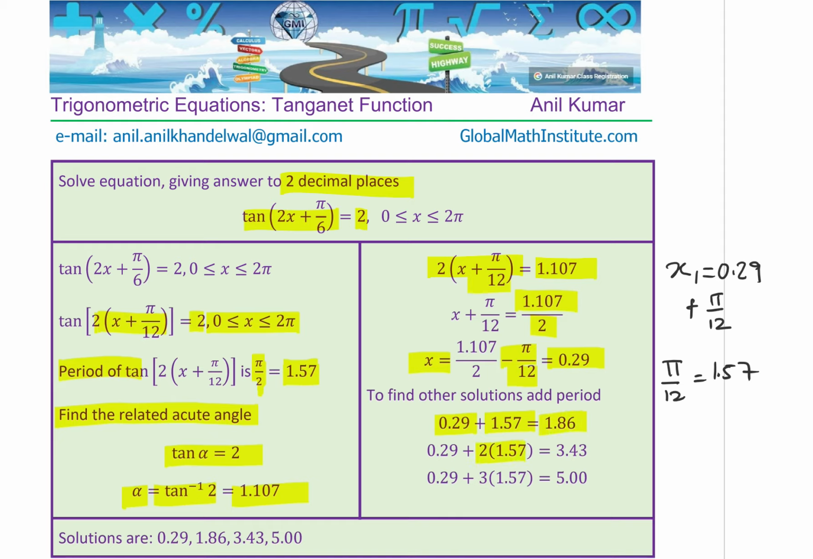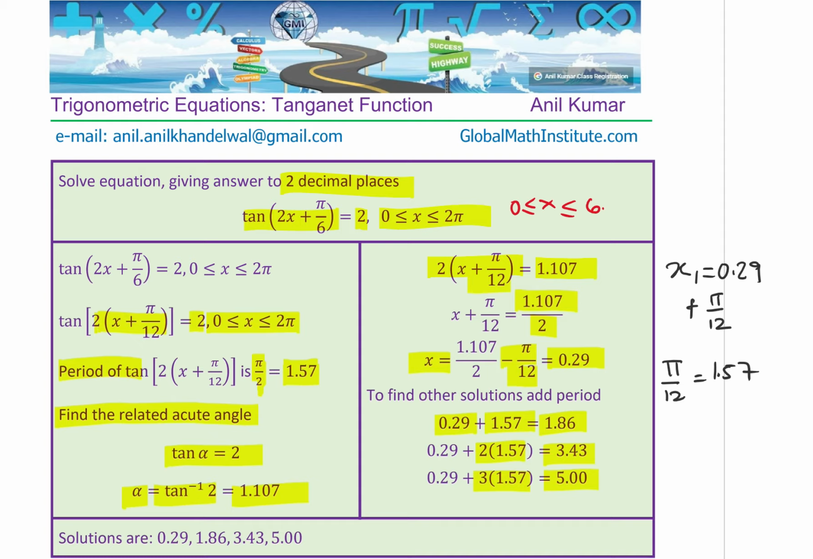The third will be 2 times 1.57 added. That gives you 3.43 as your answer. 3 times 1.57 gives you 5 radians. And if you add further, you'll be out of this particular domain, right? 6.28 is the decimal value. Is that clear to you? All right. So we could actually think about 0 to 2 pi, 6.28.